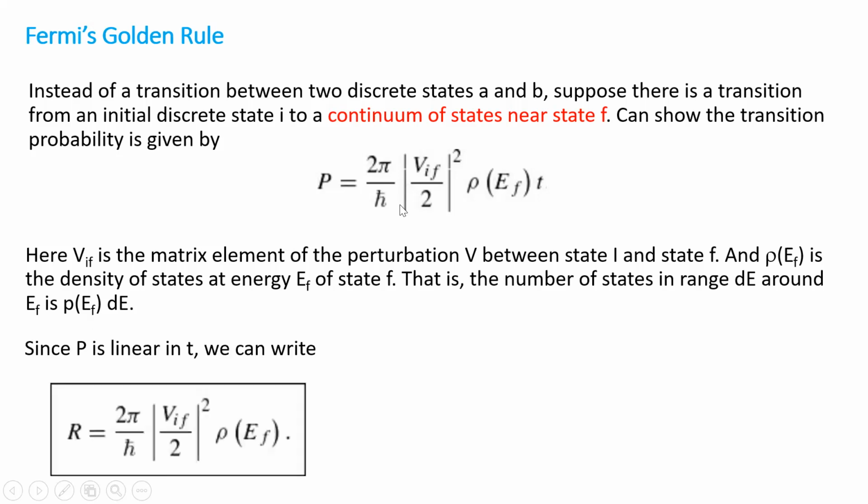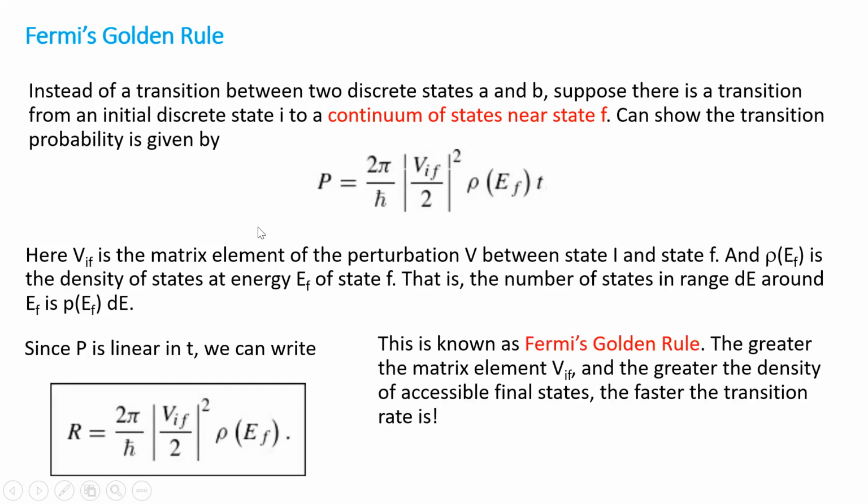Okay, so since the probability P for the transition is linear in T, we can write the rate of transition unambiguously as just the coefficient of T, which is 2 pi over h bar VIF over 2 squared rho of EF. So it's a pretty nice compact expression. I mean, it's 3 terms and none of them are overly complex. There's no square roots or logarithms in here. There's just a squared. This is known as Fermi's golden rule, which is the title of our slide here.